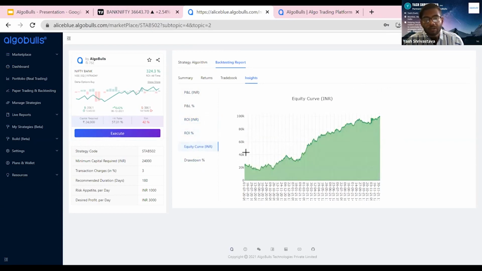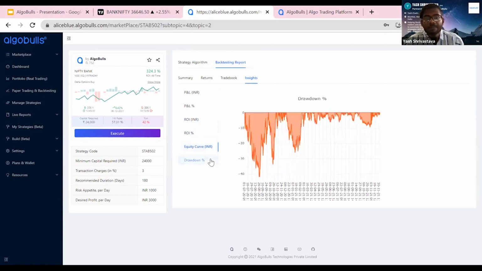What is the equity curve going around? If you would have invested 24,000 rupees, today it would have turned into around 98,000 rupees. And the maximum drawdown the strategy faced was in the initial days, which was 42%, and post that the strategy has been performing consistently. So these are a few of the parameters on the basis of which you could determine which strategy would be best for you based on your risk appetite, your capital requirement and your profit booking ratio.